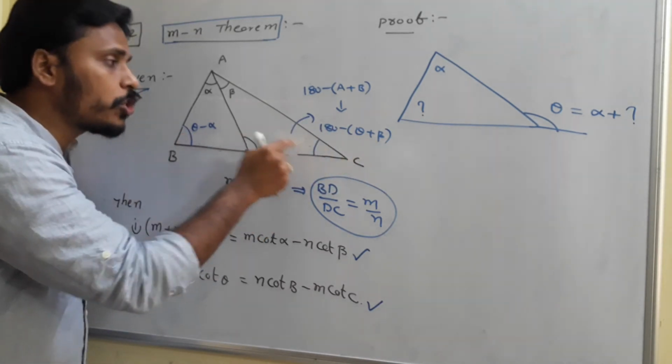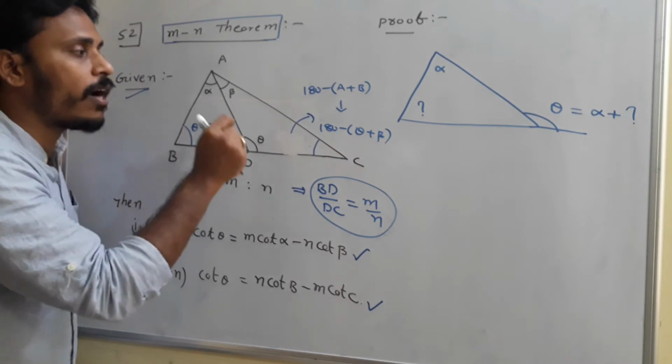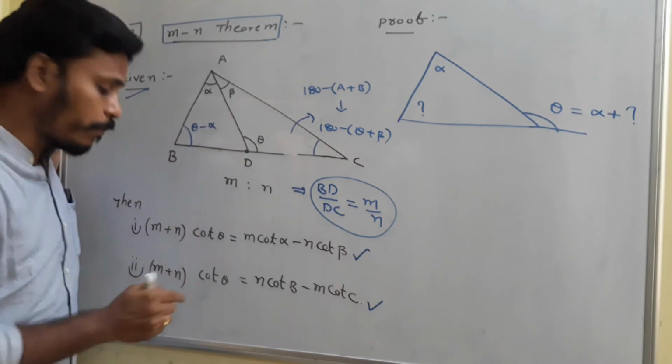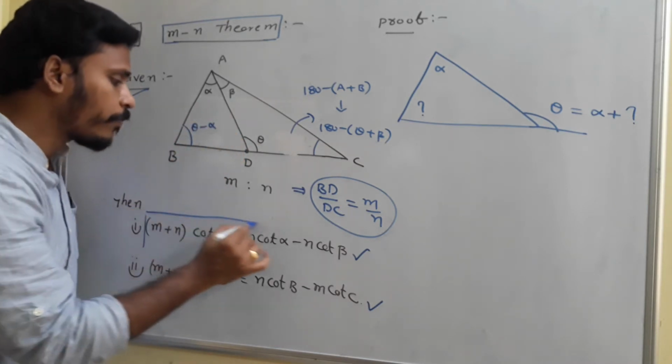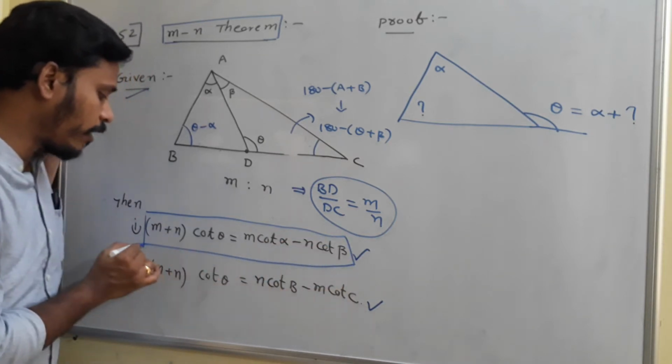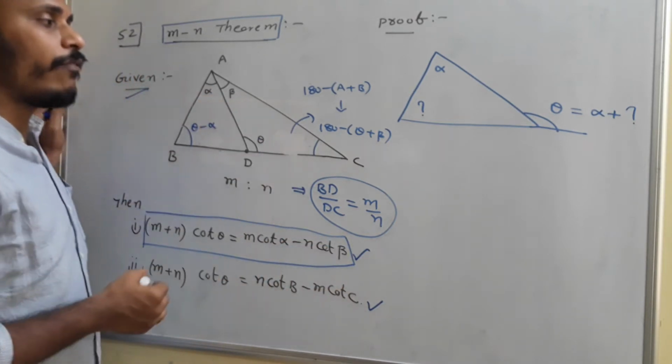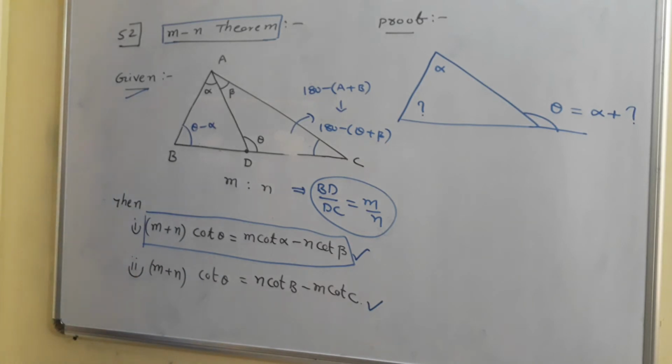Why did I find these two angles in terms of alpha and beta? Because I am going to prove the first statement, and it involves alpha and beta. That's why I located every angle in terms of alpha and beta.